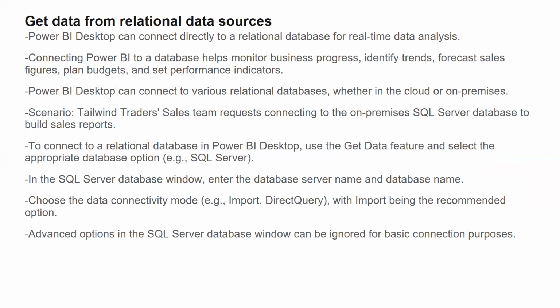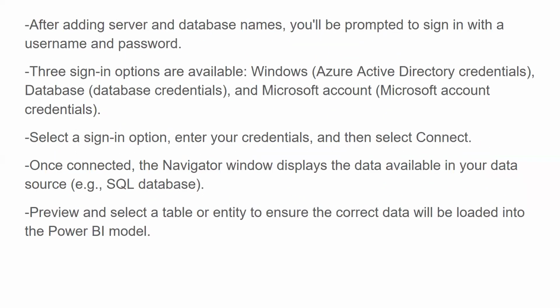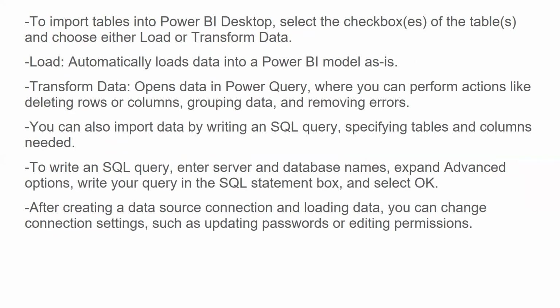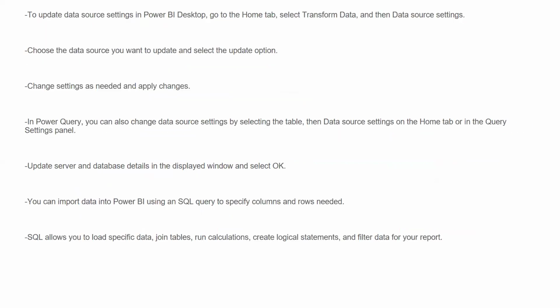Then we get data from relational data sources, that is relational databases, right? So when you say import, you're getting the data there. So you're going to do a lab that clearly illustrates that. Right? So after adding server and database names, you'll be prompted to sign in with the username and password, which is what we have done on Friday. Then to import tables with Power BI Desktop, select the checkboxes of the tables and choose either load or transform. So you've seen that on your side, right? Then to update data use source settings. So you're going to do that in your Power Query when you update or load the data there, right?